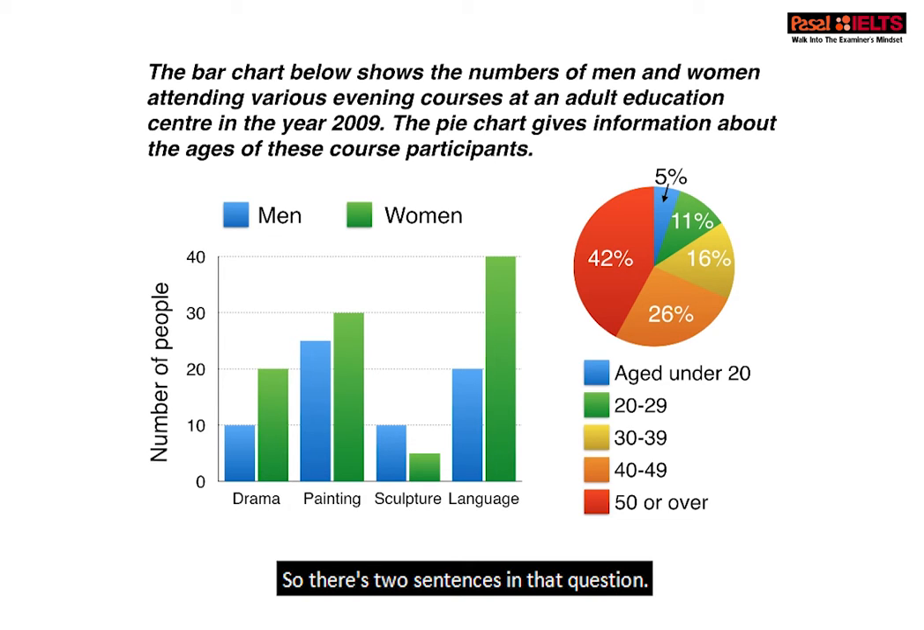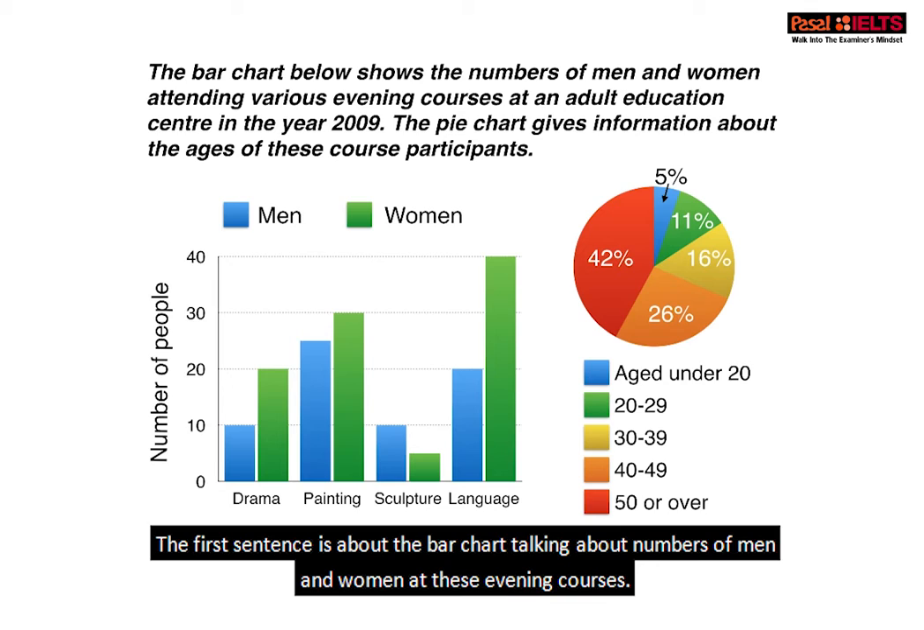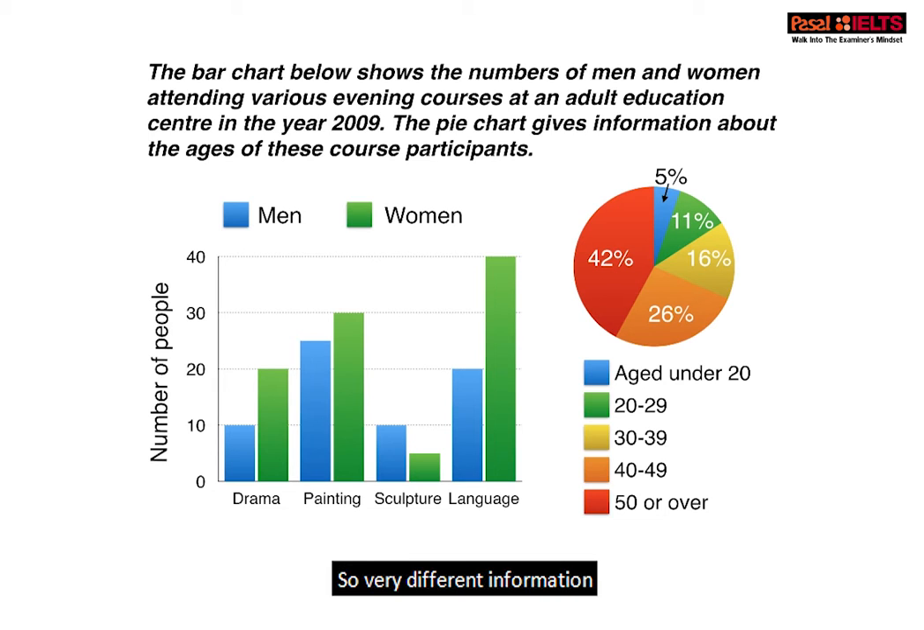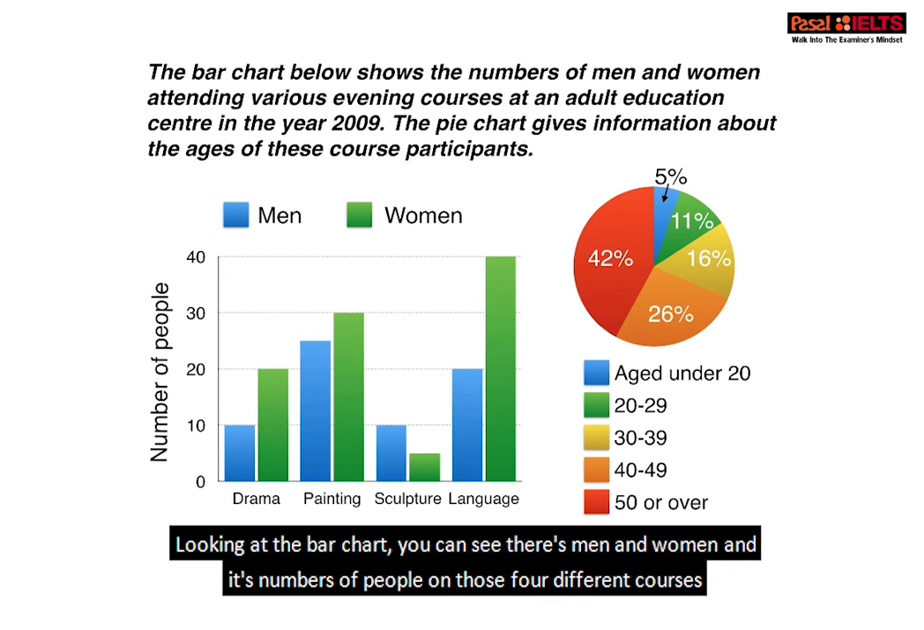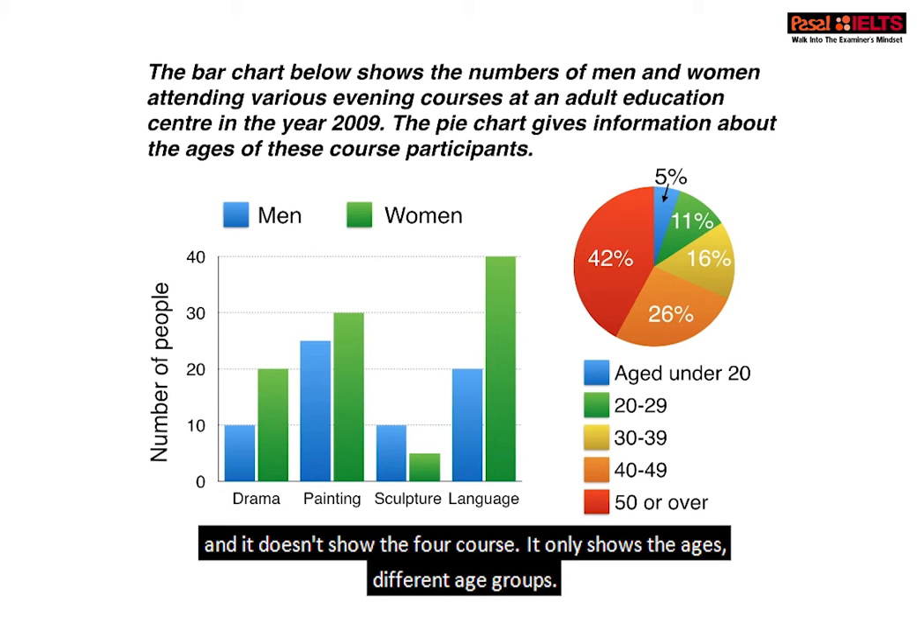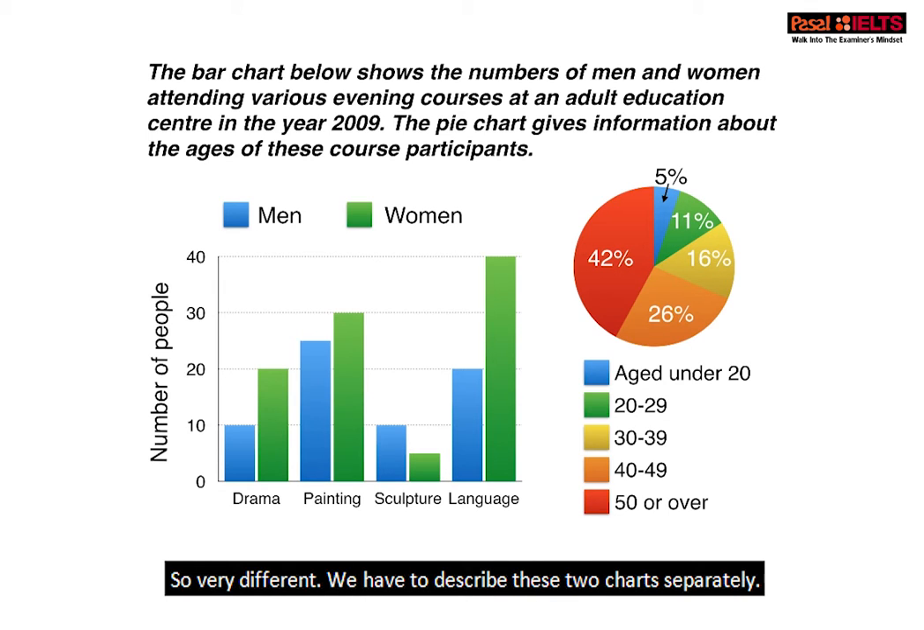So there's 2 sentences in that question. The first sentence is about the bar chart, talking about numbers of men and women at these evening courses, and the pie chart is about the ages of these people at the evening courses. So very different information. Looking at the bar chart, you can see there's men and women and it's numbers of people on those 4 different courses. The pie chart doesn't show men and women and it doesn't show the 4 courses. It only shows the ages, different age groups. So very different. We have to describe these 2 charts separately.